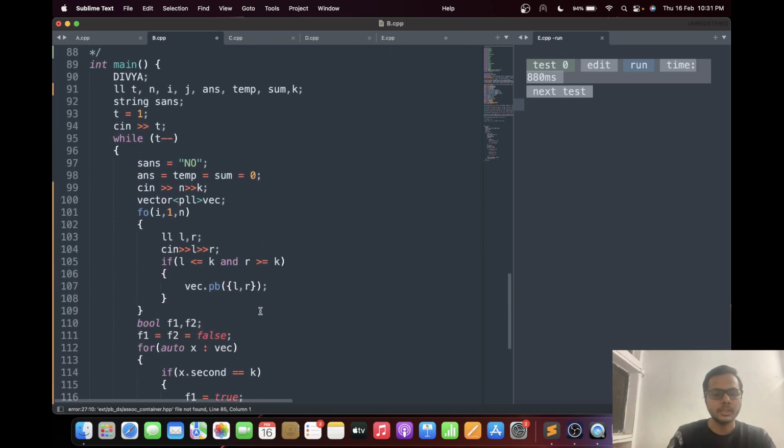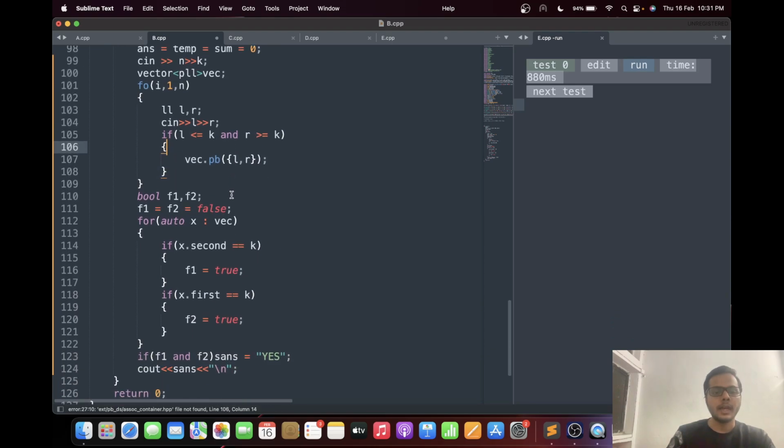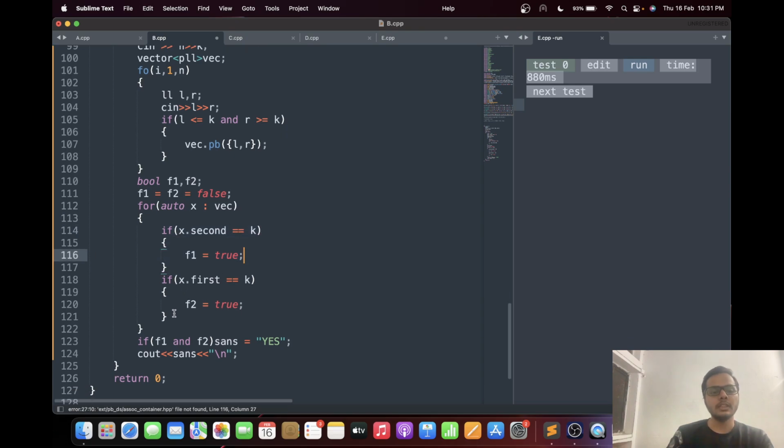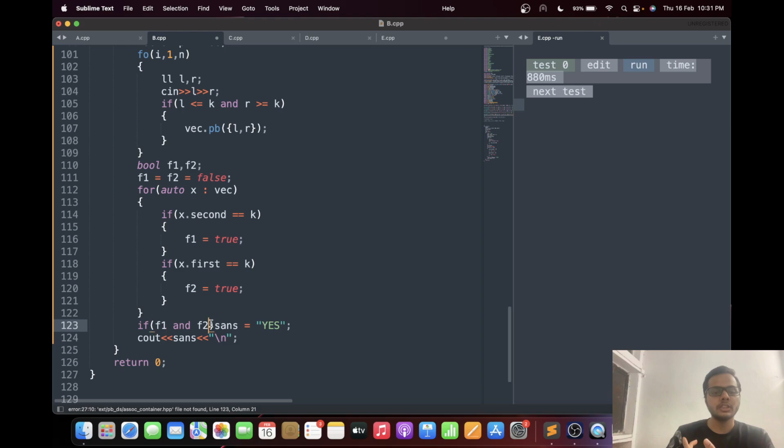So the code again is pretty simple here. What we do is we check all the ranges which contain k, and we check whether or not that range also contains k plus 1. If that range ends at k, then it does not contain k plus 1. Similarly, if that range starts at k, then it does not contain k minus 1. If we found a range which contains k but does not contain k plus 1, and we also found a range which contains k but does not contain k minus 1, then we are good. In that case and only that case, the answer is going to be yes.